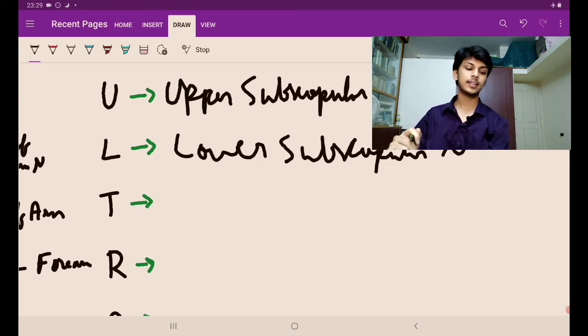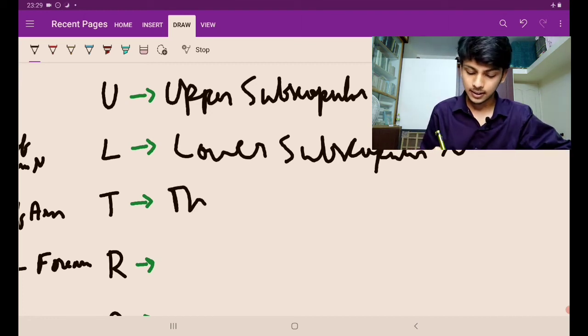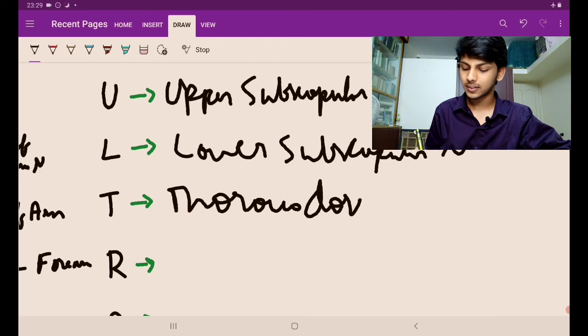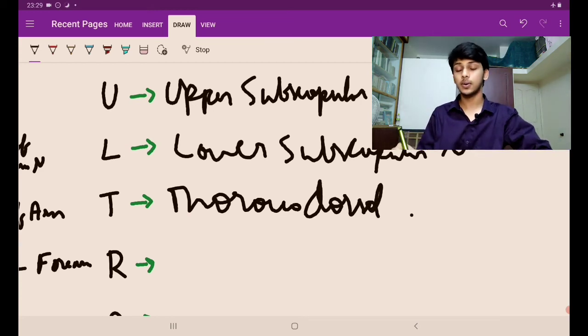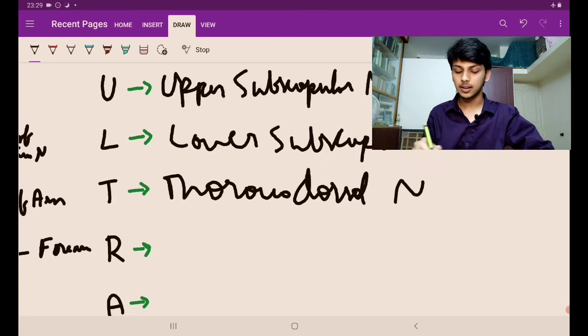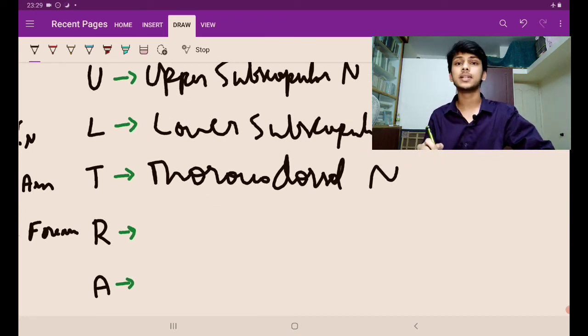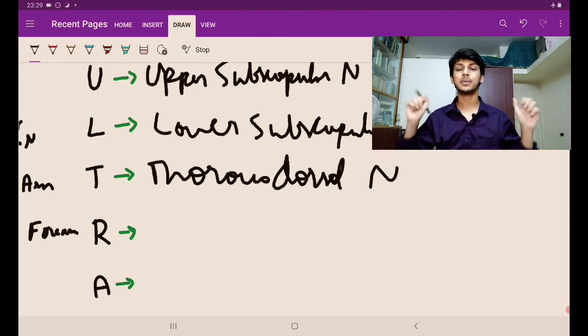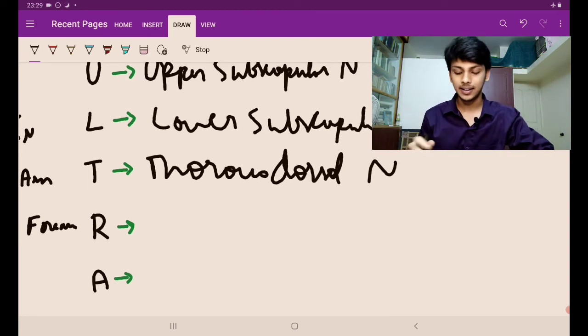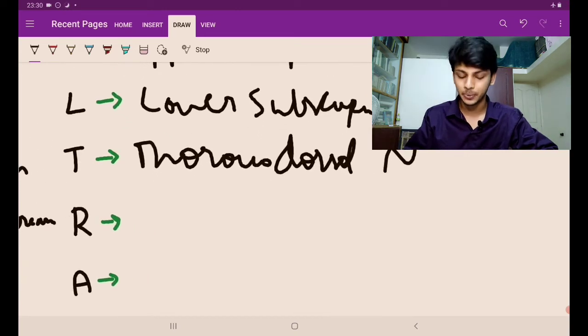Okay, and then there is T. T is the thoracodorsal nerve. Try to remember it, guys. It's also called the nerve to latissimus dorsi. It supplies the latissimus dorsi, the beautiful muscle. Dorsi is behind, the sheet-like muscle from behind. It is inserted into the bicipital groove.